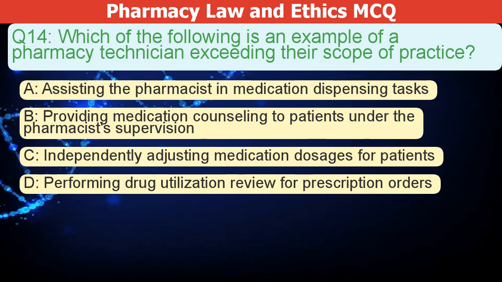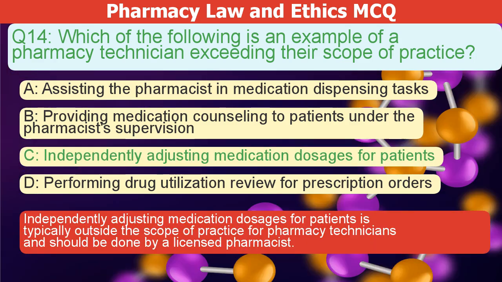Which of the following is an example of a pharmacy technician exceeding their scope of practice? A. Assisting the pharmacist in medication dispensing tasks. B. Providing medication counseling to patients under the pharmacist's supervision. C. Independently adjusting medication dosages for patients. D. Performing drug utilization review for prescription orders. The correct answer is C. Independently adjusting medication dosages for patients is typically outside the scope of practice for pharmacy technicians and should be done by a licensed pharmacist.